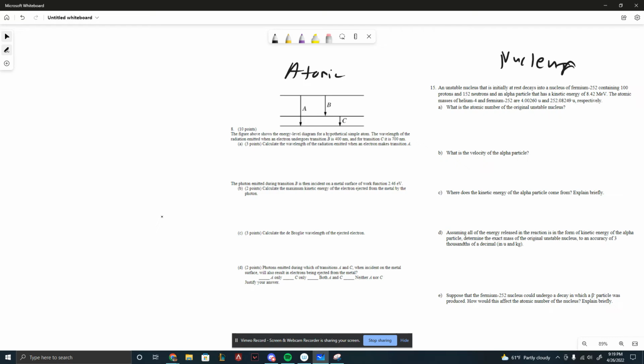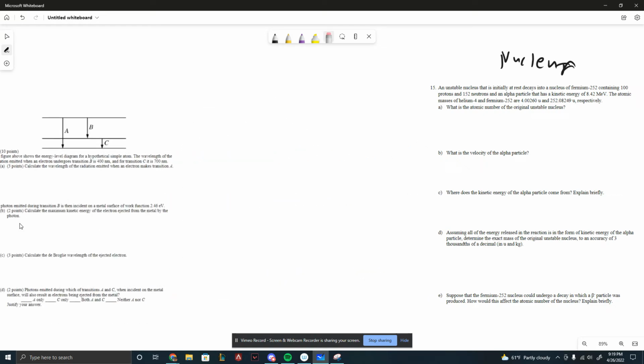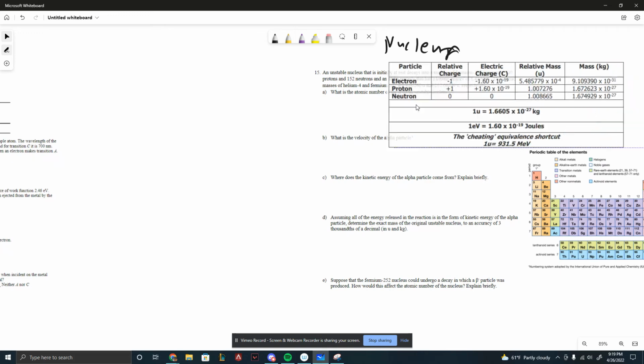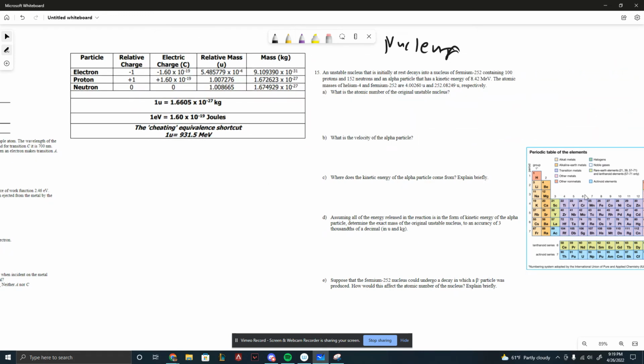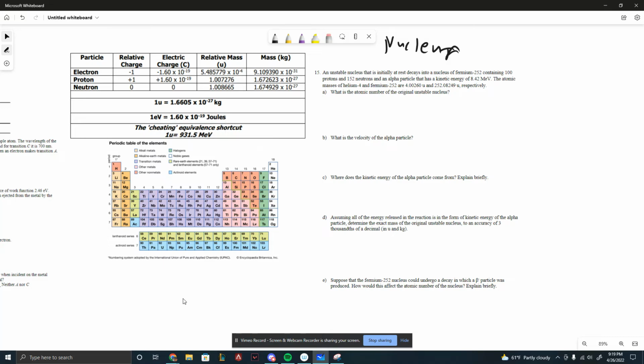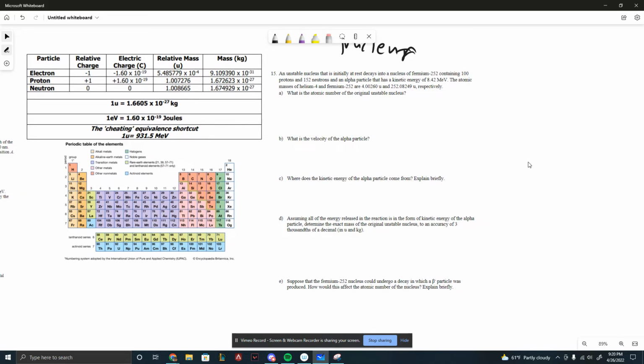Now we're going to go over nuclear. Let me just move this over so we have some space to work with. Everything that you have right here, you will have on your AP test. I just didn't pull the one from the official AP website on here. So what we have here is an unstable nucleus, initially at rest, that decays into a nucleus of fermium-252 containing 100 protons and 152 neutrons, and an alpha particle with some kinetic energy. The atomic masses of helium-4 and fermium-252 are given. What is the atomic number of the original unstable nucleus?